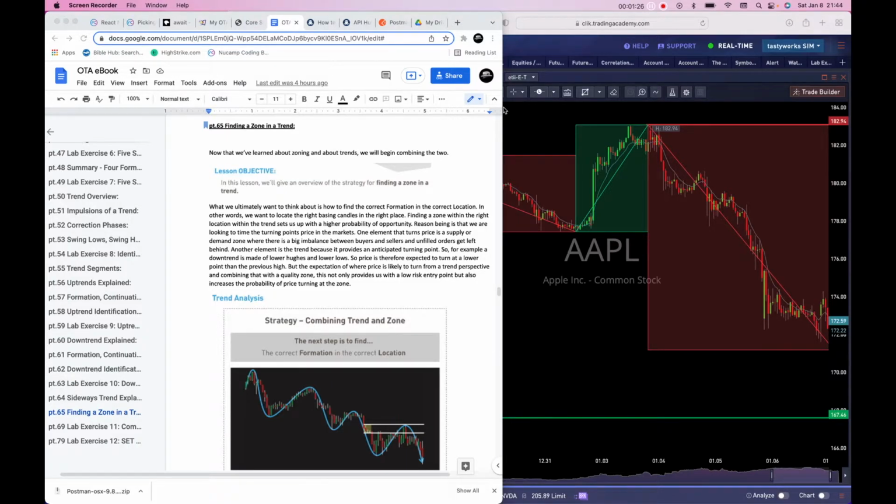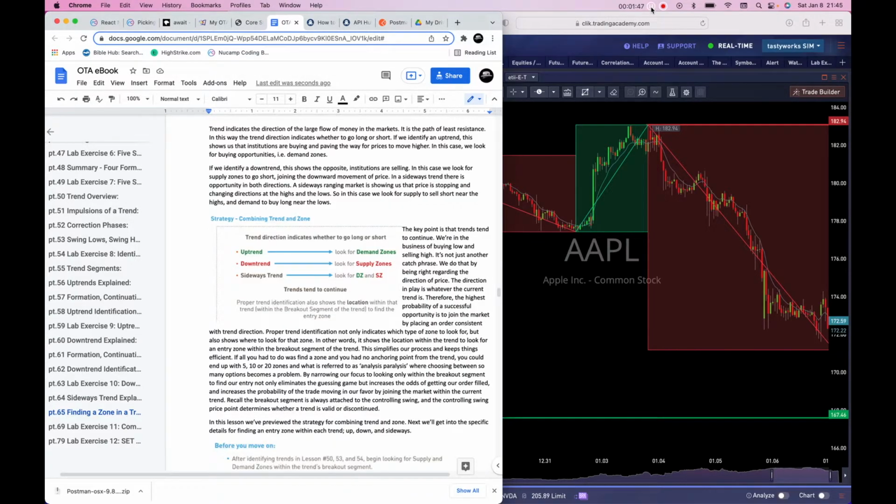But the expectation of where price is likely to turn from a trend perspective, and combining that with a quality zone, not only provides us with a low risk entry point, but also increases the probability of price turning at the zone. The trend will always indicate the direction of the large flow of money within the markets. It is the path of least resistance, so to speak. In this way, the trend direction indicates whether to go long or to go short.